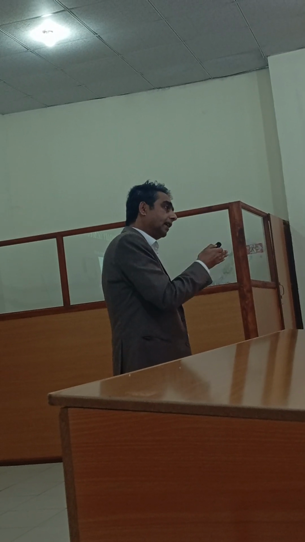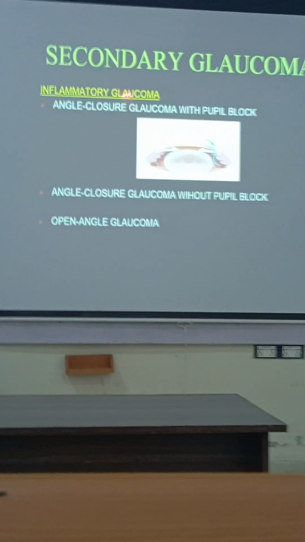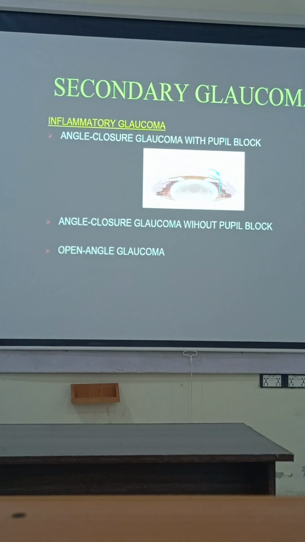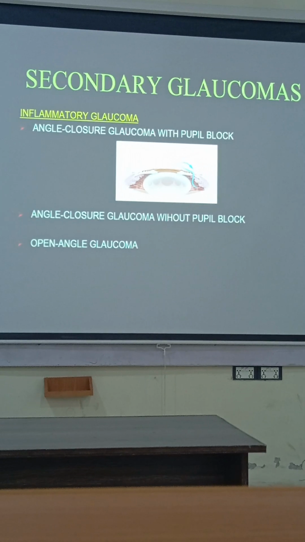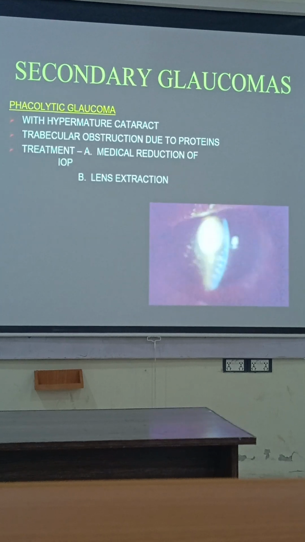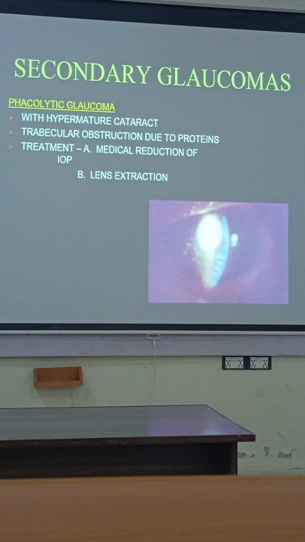Posterior synechiae is the adhesion between the iris and the lens. So when it happens 360 degrees, the aqueous humor cannot come from the posterior chamber through the pupil into the anterior chamber. So it will be pupillary block, and ultimately it will close the angle. And this is the open-angle glaucoma, as I told you, just because of the deposition of the inflammatory particles on the angle. Now this is inflammatory glaucoma.